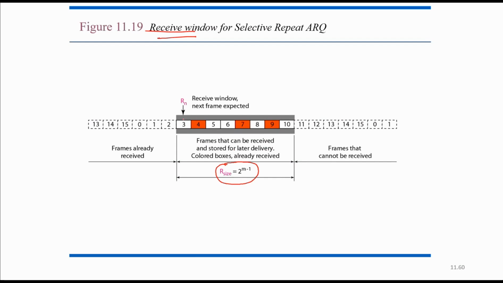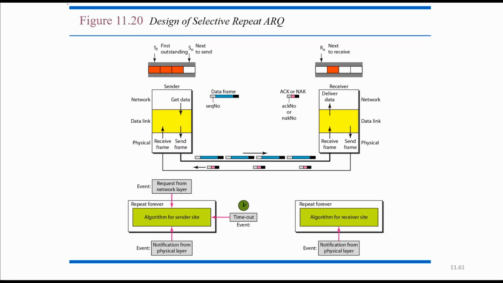So they will be stored. Whenever these frames are received, they will be stored. When all the frames are received and acknowledged, then these complete frames will be sent to the higher layer. This is the basic idea at the receiver side. So the receiver side will have the same window size. This is the design of selective repeat ARQ.